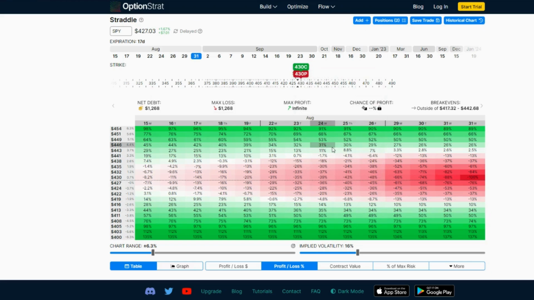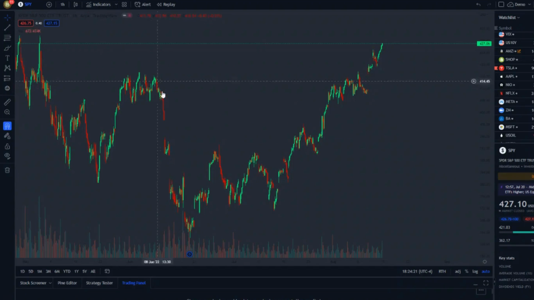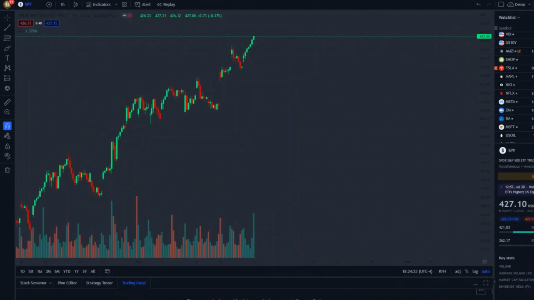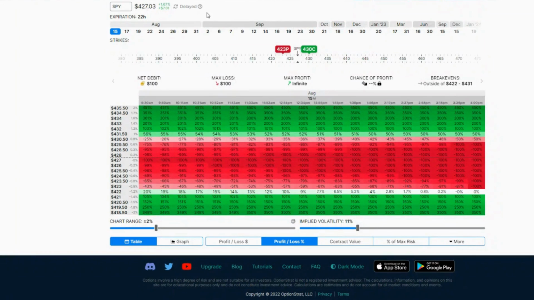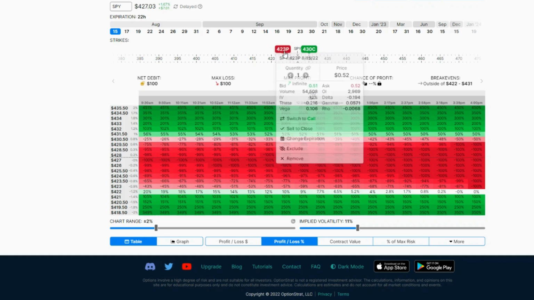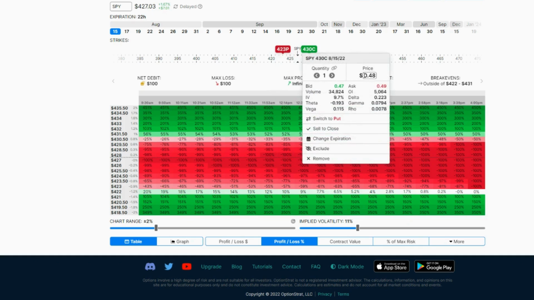Now, let's talk about one of my personal favorites, and what works for me better than a straddle, a strangle. In a strangle, we're looking for volatility too, but we're playing puts and calls that are near the same asset price, meaning they have nearly the same cost per contract. Here's an example on SPY again. The 423 puts are about 52 cents, and the 430 calls are about 48 cents. That's pretty close to the same price.